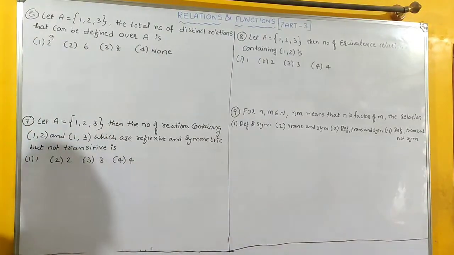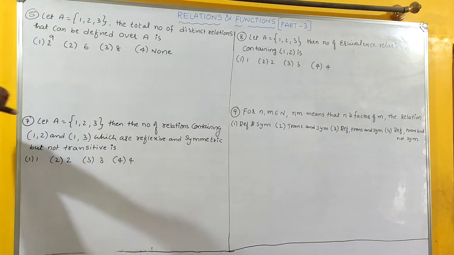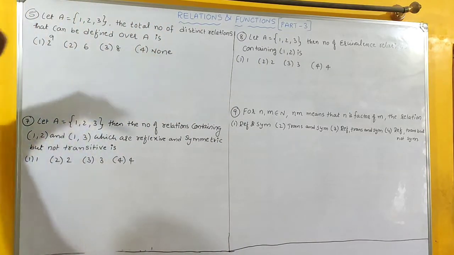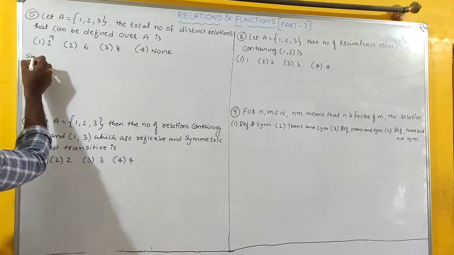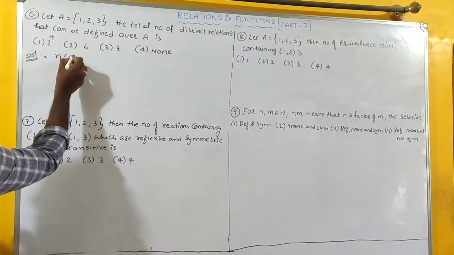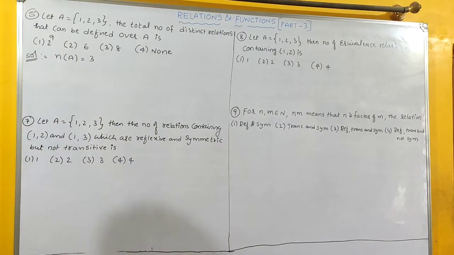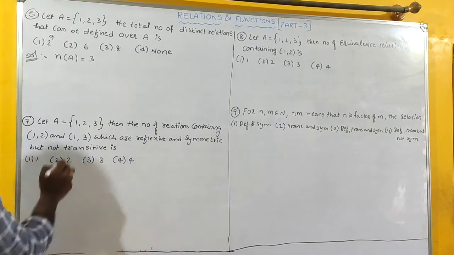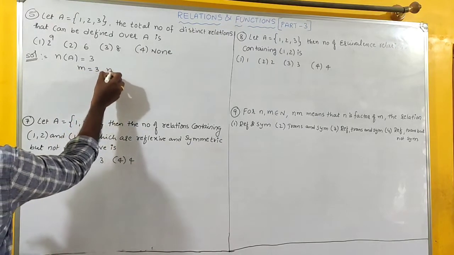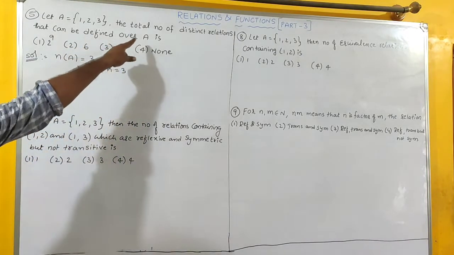Okay, and next question. Let A = {1, 2, 3}. The total number of distinct relations that can be defined over A. See here, the number of elements in the set A is 3. Now that is nothing but m value 3, n value also 3. Why? Because the relations are defined only from A to A.